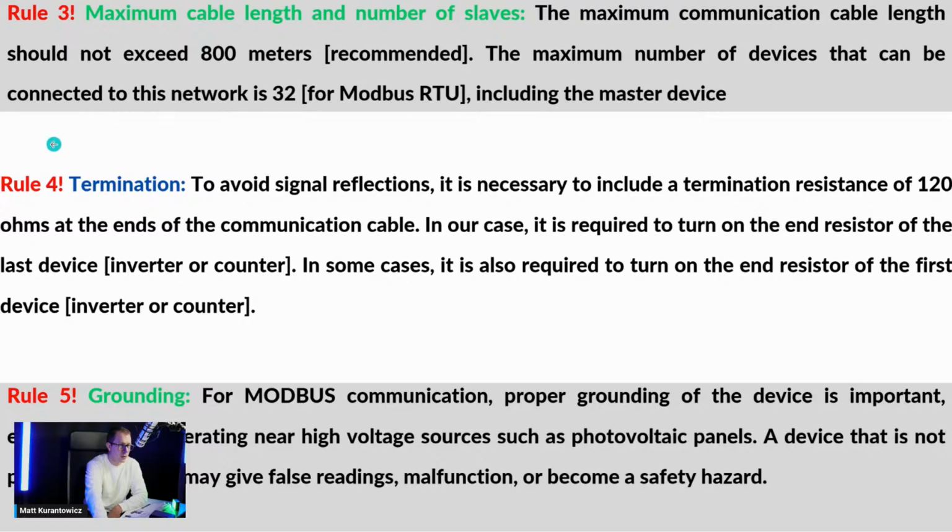Rule number 4, termination. We need to terminate our network. In the end of the network, you need to add a termination resistance of 120 ohms. Rule number 5, grounding. We need to use grounding wire, especially when operating near high voltage sources such as photovoltaic panels, okay, or inverters.